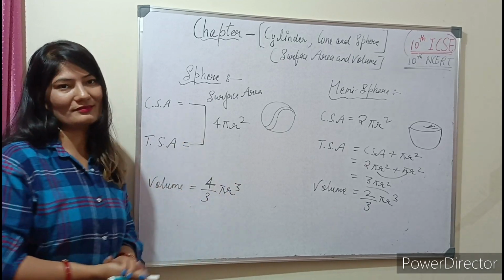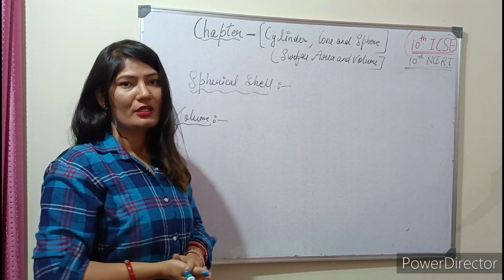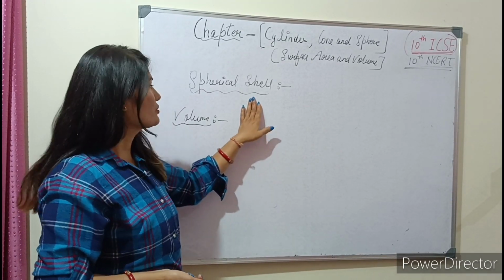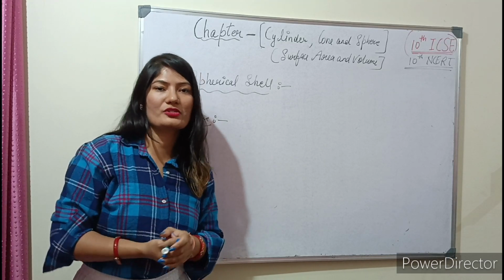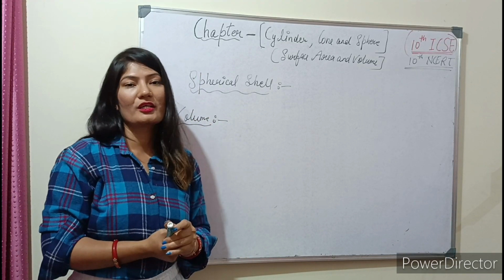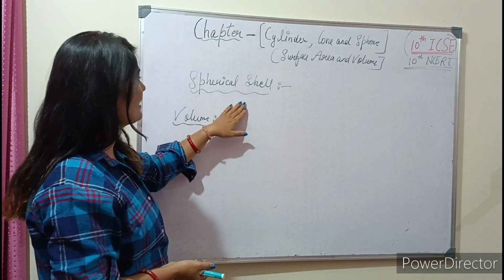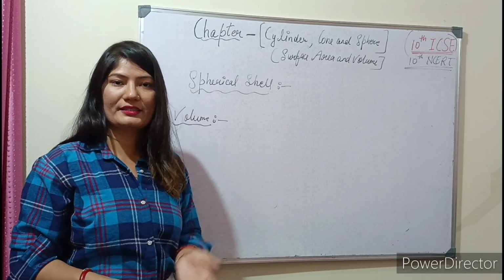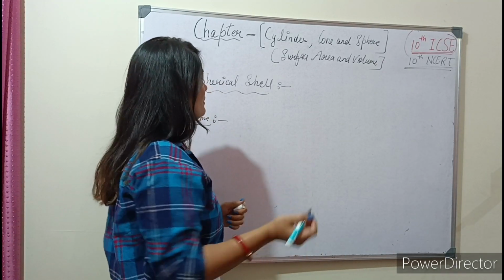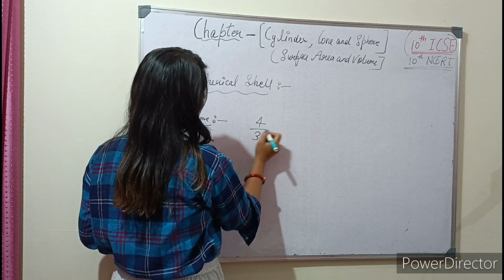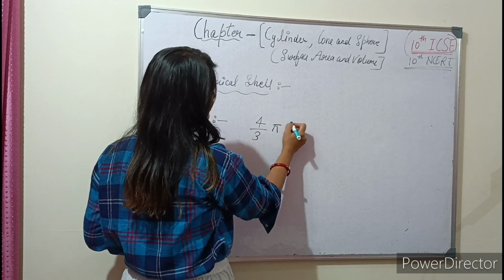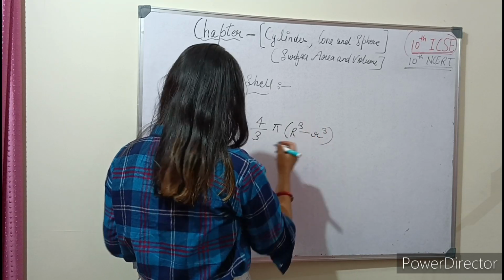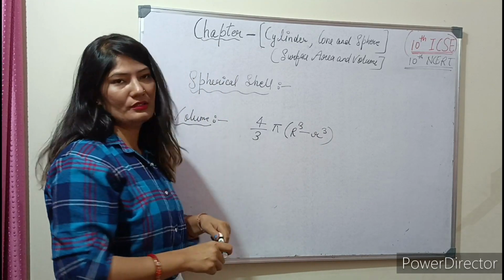So please have it. Now the last topic is spherical shell. In case of spherical shell, you need to only find the volume. In order to find the volume of the spherical shell, you should know that the volume of sphere is 4 by 3 pi r cube. But in case of spherical shell, there will be two radii, that is small r and capital R. So as the volume of sphere is 4 by 3 pi r cube, in place of the radius cube, you will make a bracket and write capital R cube minus small r cube. This is the volume of this spherical shell.